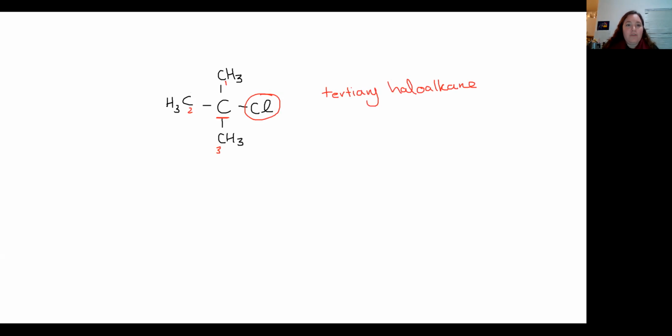If I drew the following alcohol, who can tell me, is this a primary, secondary, or tertiary alcohol? The one that I've just drawn here. Primary, secondary, or tertiary? Anybody? I think you are still here. Okay. So the answer that I've got is secondary. Please be careful. It's not primary.